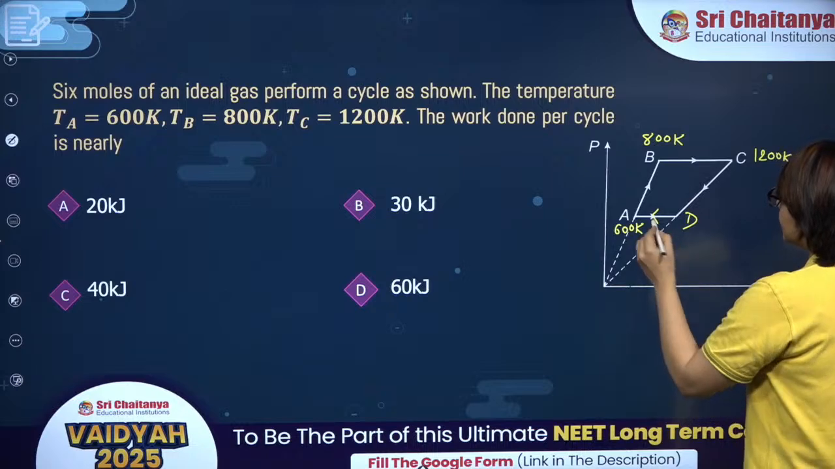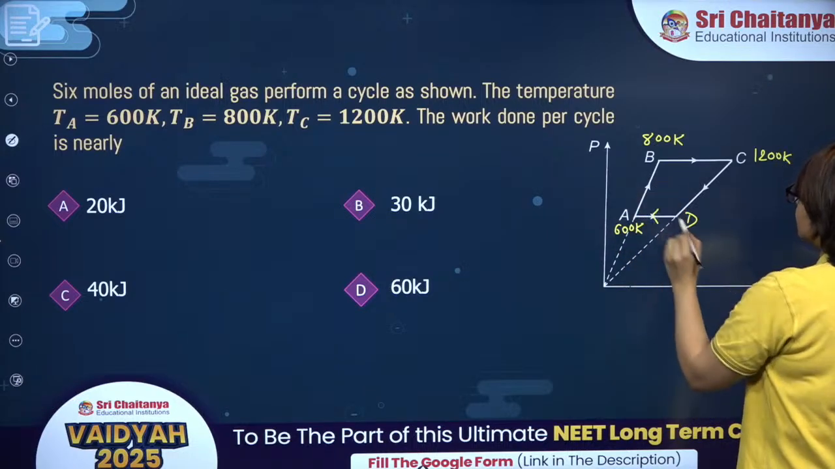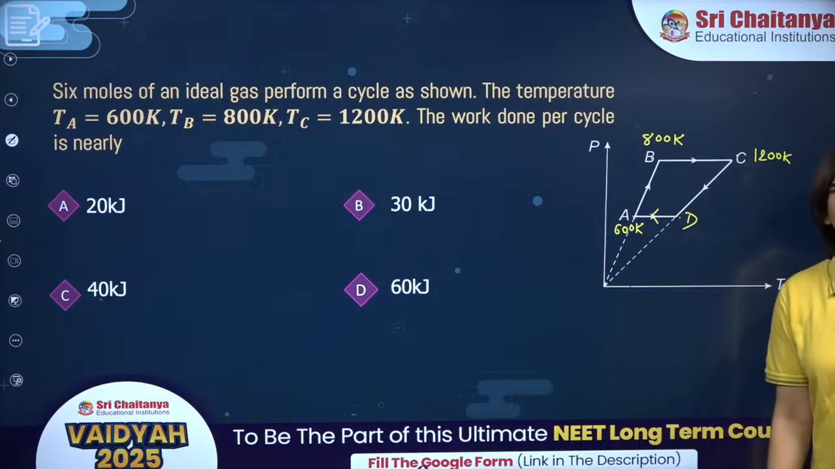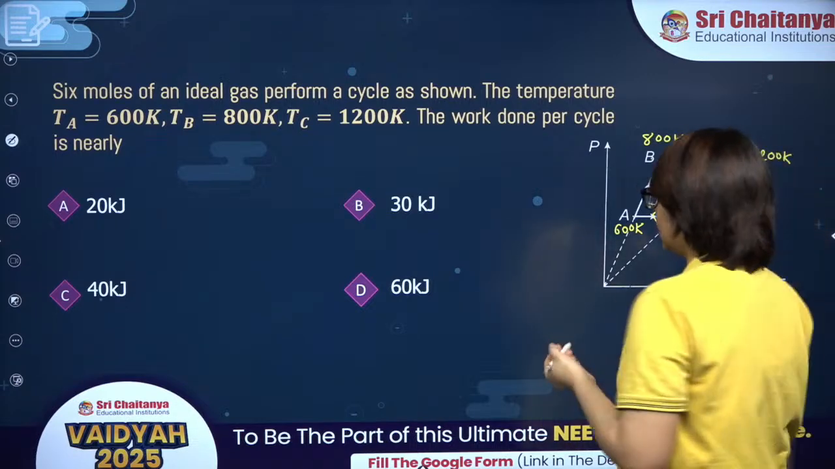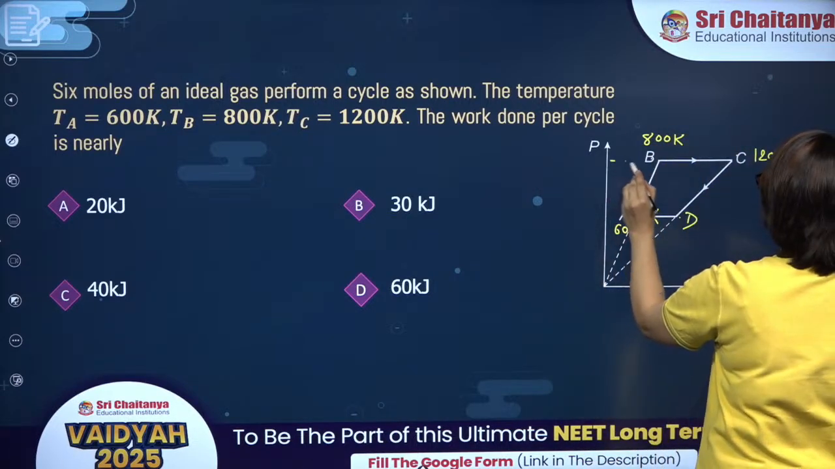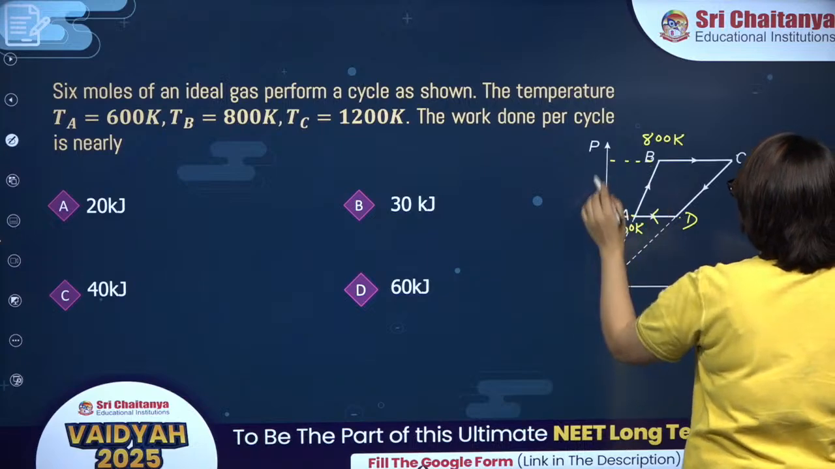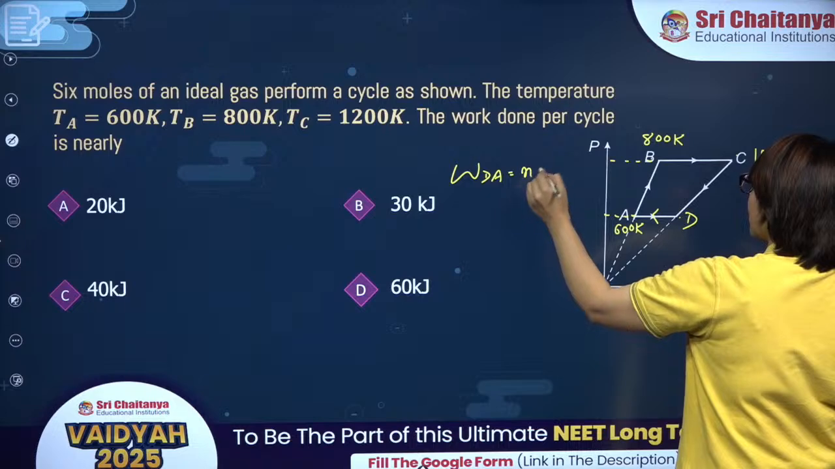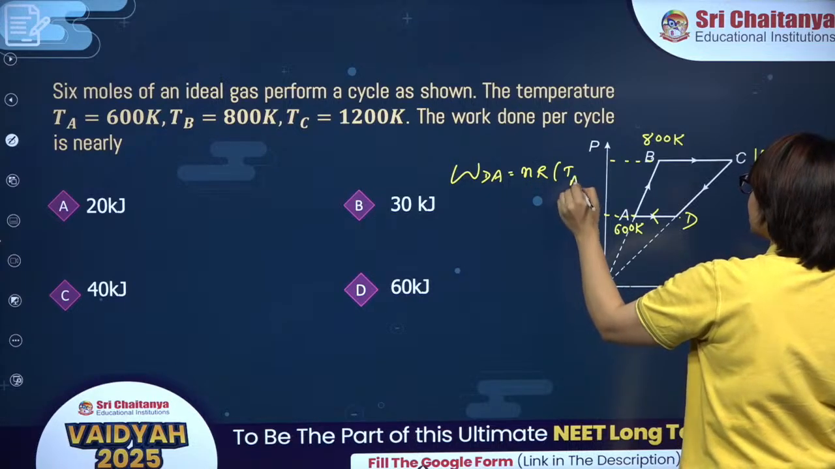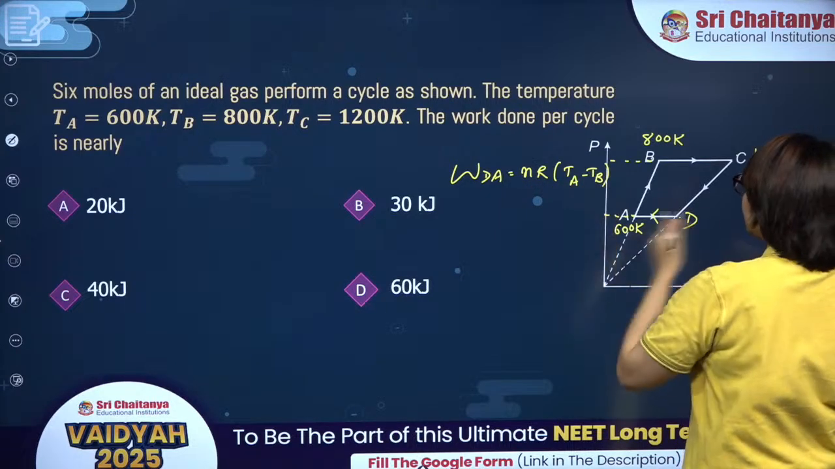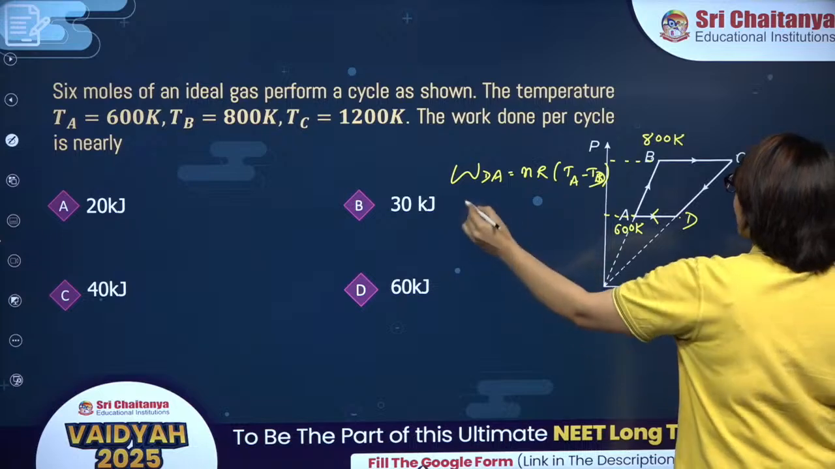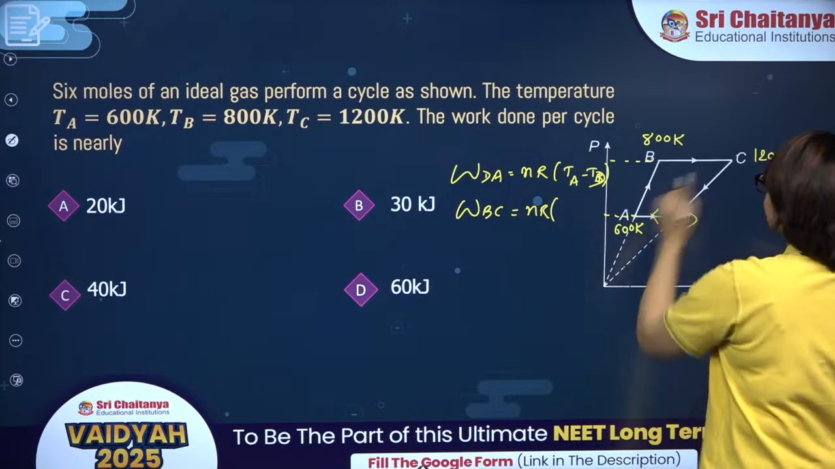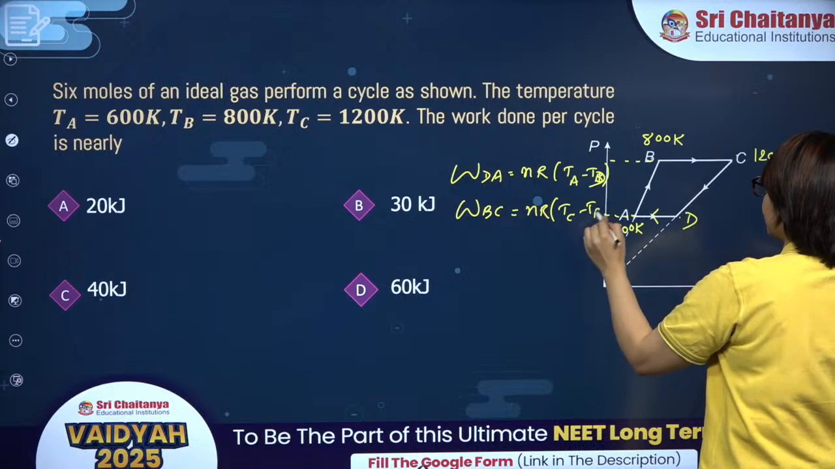If you look at this one, the DA process and BC process, these are happening at a constant pressure, right? So these two are isobaric processes. So work done in DA process is nR delta T, which is TA minus TD, and work done in BC process is nR delta T, which is TC minus TB.